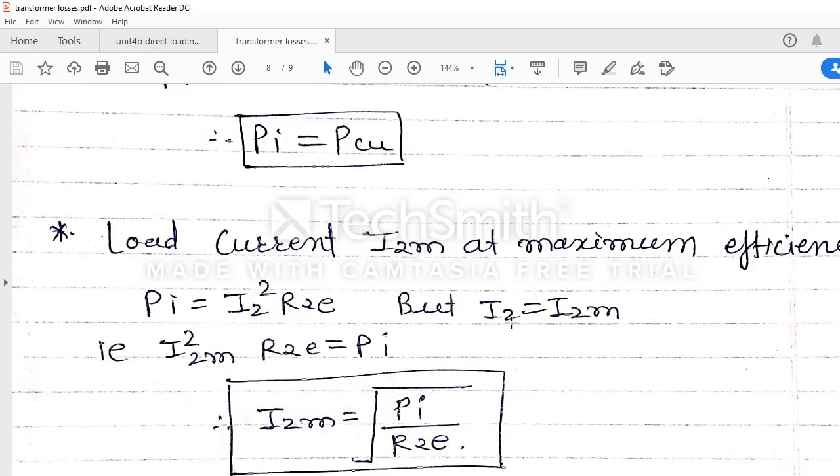Now, I2 is equal to what? I2M, as we are finding this for maximum efficiency. So this is replaced by I2M square R2E is equal to Pi. From this formula, I2M is equal to the square root of Pi upon R2E. So this is the load current at maximum efficiency, denoted by I2M.